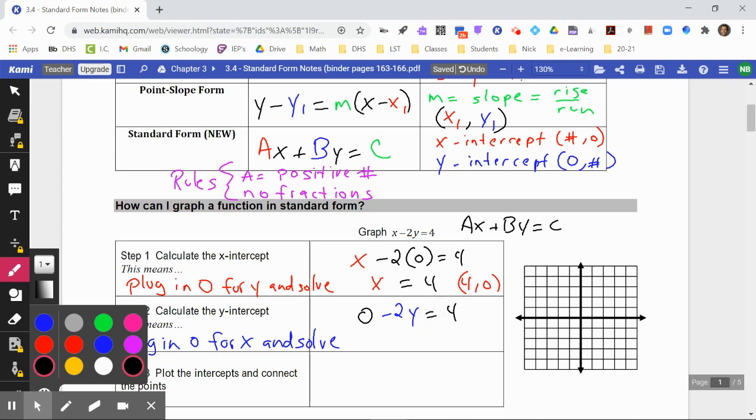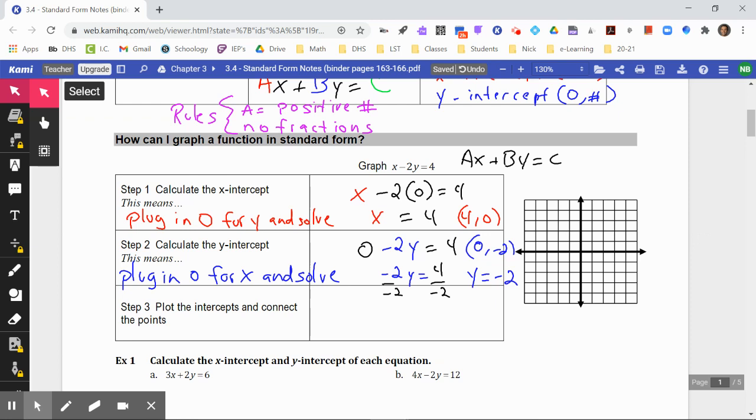This time we have an equation to solve to finish up. We have -2y = 4. To solve for y, we're going to have to divide both sides by negative 2. When we solve for y, we get y = -2, because 4 divided by negative 2 is negative 2. So now that I have y = -2, that means my y-intercept is (0, -2).